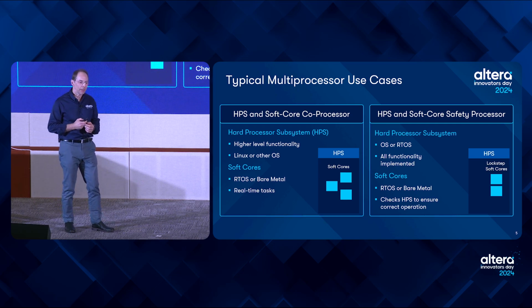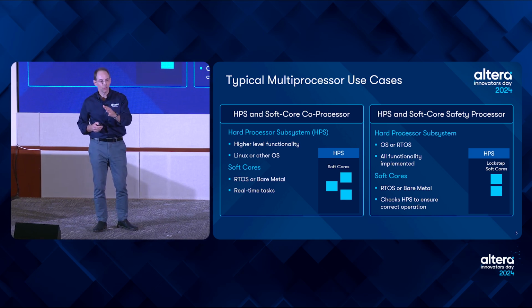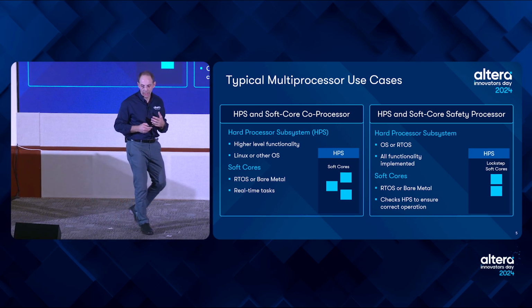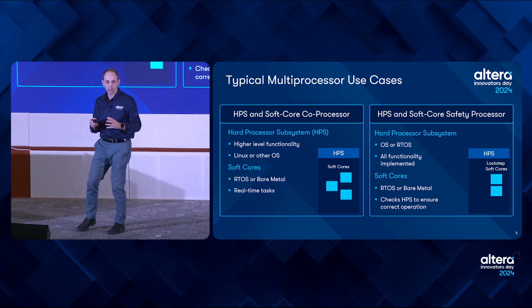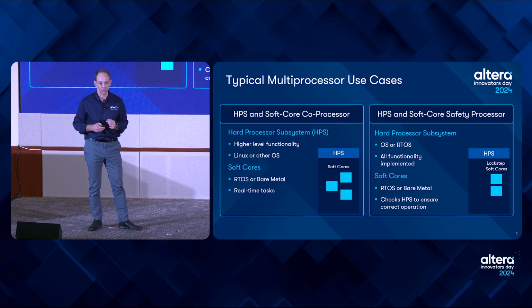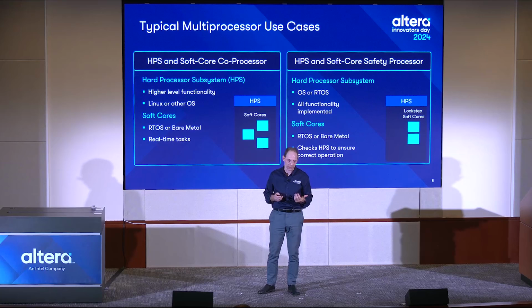So let's take a look at a couple of multiprocessor use cases. The first one on your left, the ARM processor is running Linux, typically the higher level function like the user interface. And the soft cores that are in the fabric are doing real-time processing. So they'll set up, say, an image processing pipeline, and they'll monitor it during runtime. The second use case on the right is a case where the HPS is running the entire application, and the soft cores that are in the fabric are monitoring the HPS, or the hardened processing subsystem, for correctness. So in safety-critical applications, you may see that.